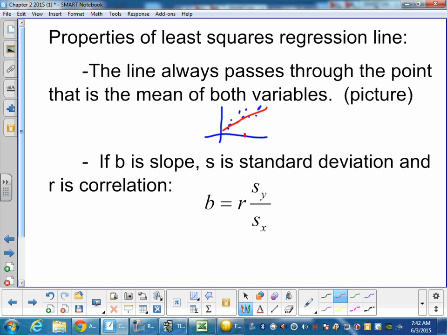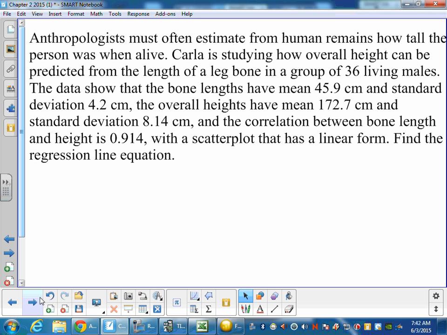Now what this first one means is if I graph my variables here and draw my linear regression line, my x bar, y bar, so that's your mean of both, will always be a point on that line. And if we know this, it'll help us write the least squares regression line.